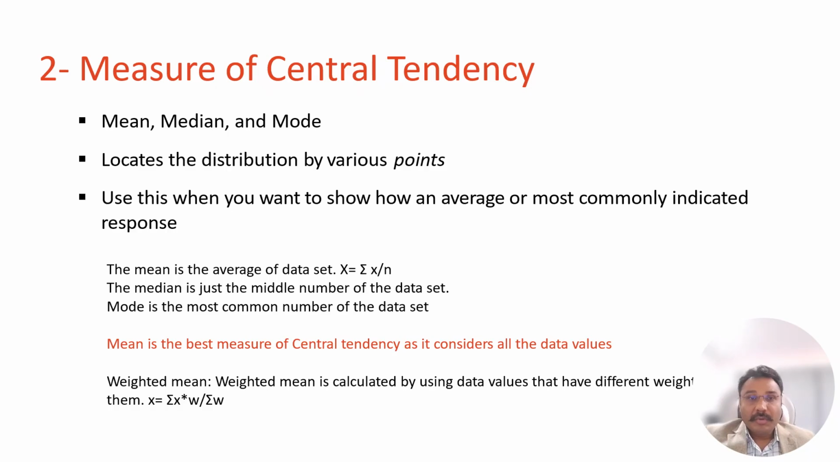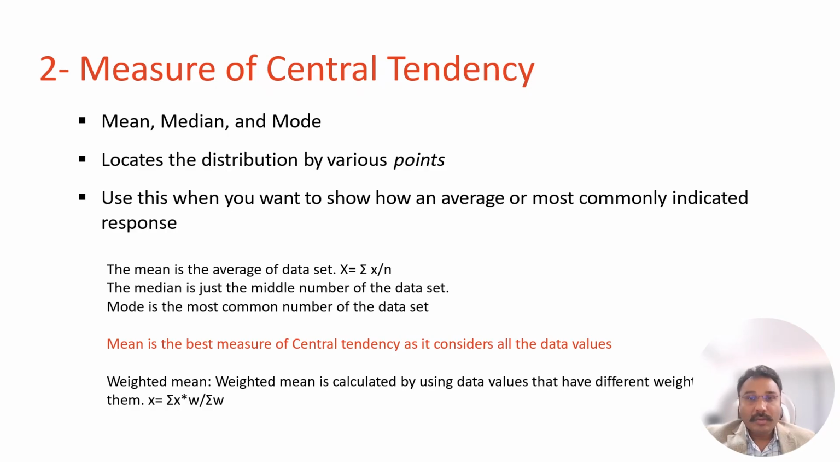So the second type is your measure of central tendency. As I said before, it's about the central value of the data set, and it helps us to identify the central or typical value in a data set. The three most common measures of central tendency are mean, median, and mode.